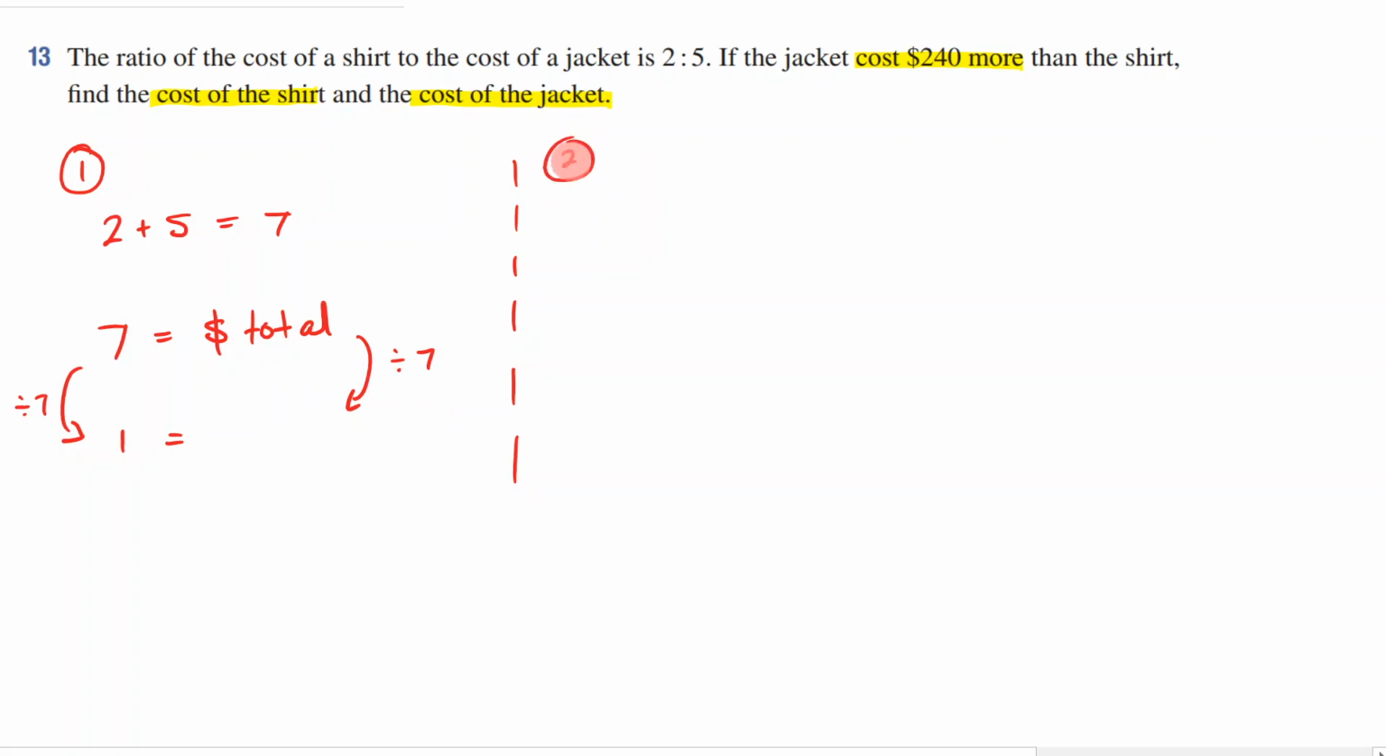The second type of question that we have faced hasn't given us the total cost, but what it has given us is the cost of just one thing. So for instance, it might give us the cost of the shirt. And if it gave us the cost of the shirt, we could say that the shirt is worth S dollars, and we know that's going to be equal to 2 parts. And then we could divide both sides by 2 to find what one part is going to be, and I would get 1 on this side, and obviously whatever this side would be.